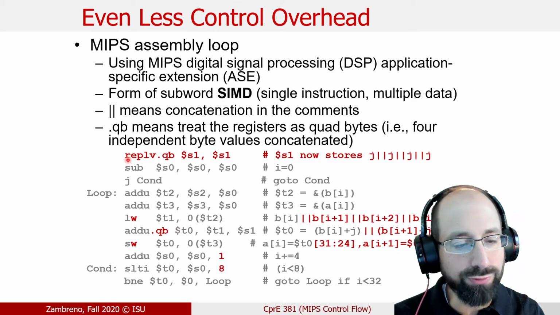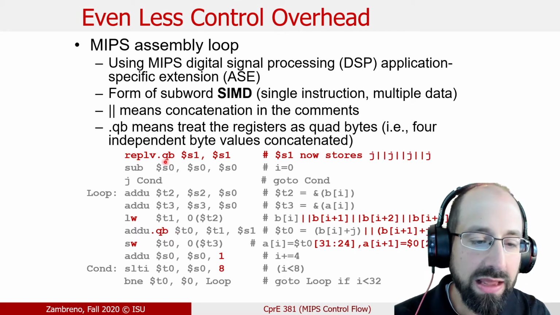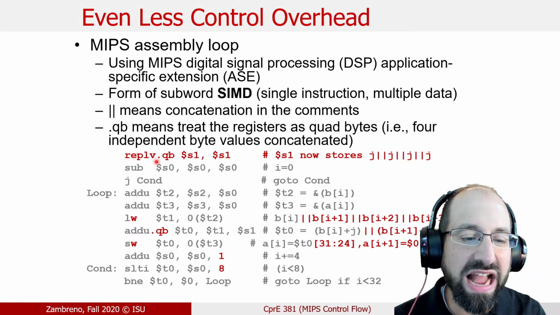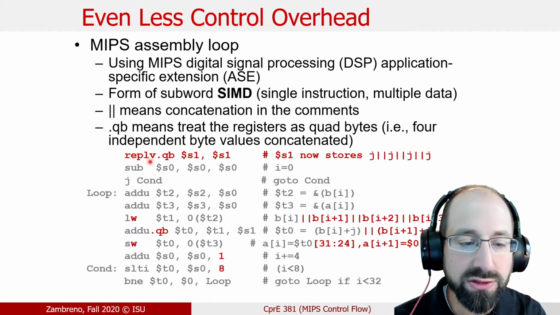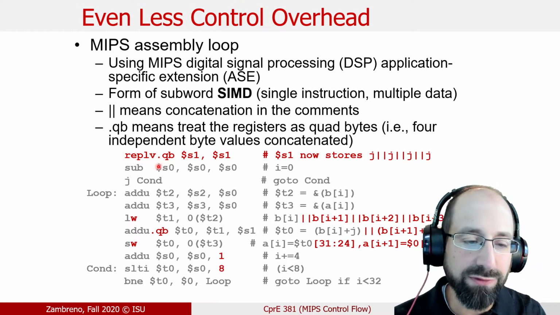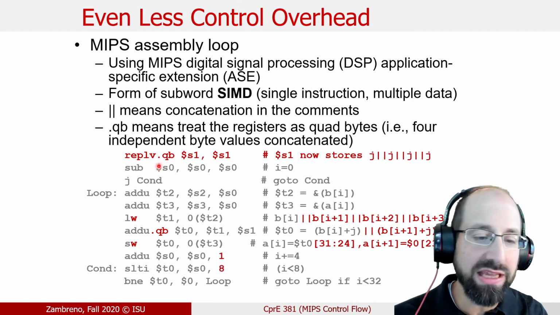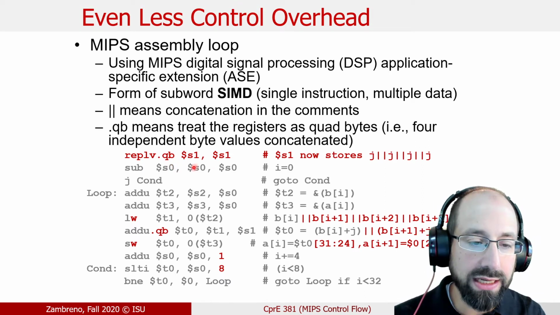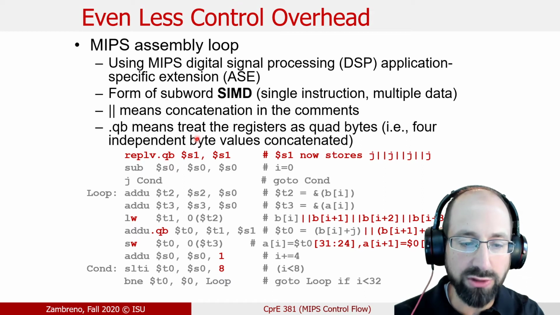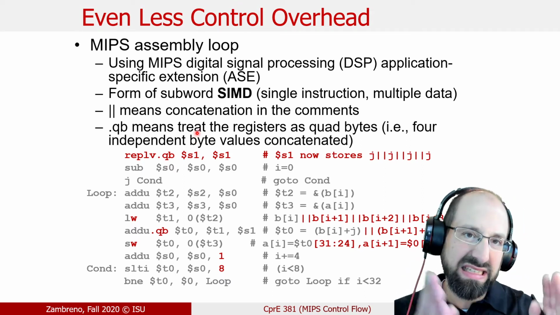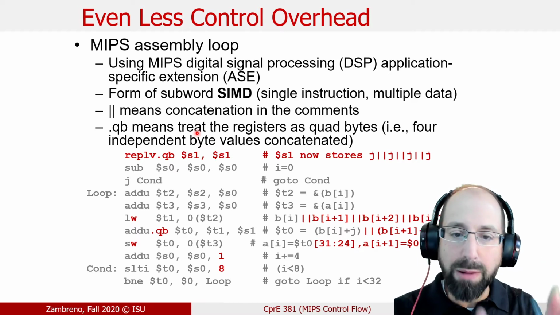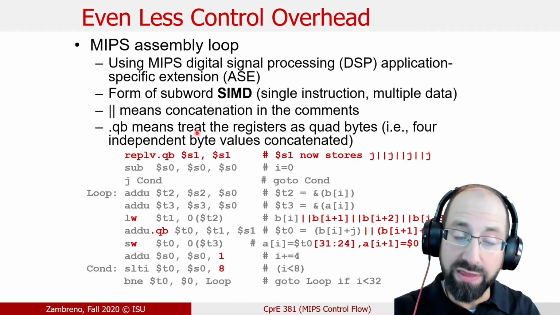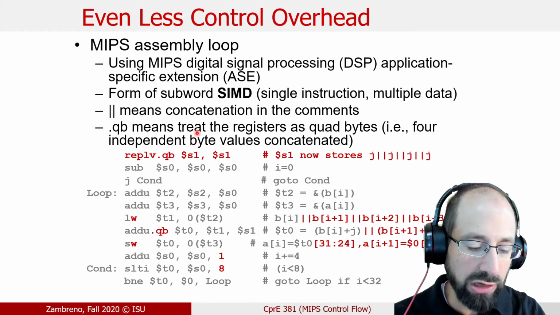So the first one is repl.qb, so replicate a value. And if we look at the specification for the MIPS SIMD instructions here, they all kind of look like that. They have a mnemonic, a name associated with them, and then just a way of specifying that this is an extension, a .qb value here, and that QB stands for quad byte. So what this instruction is doing is it's taking the value J, which was already stored in S1, it's taking the least significant 8 bits of that J, and it's replicating it across all four bytes within that word for that register S1 here.